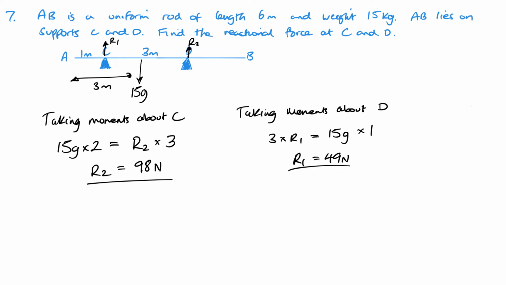It's worth noting that I did it by taking moments about C and then moments about D. But alternatively, I could have also looked at the resultant, say vertically, which is R1 plus R2 equals 15g. And once I'd found R2 in this case first, which was 98, I could do my 15g minus 98 and find that R1 was 49 newtons that way.